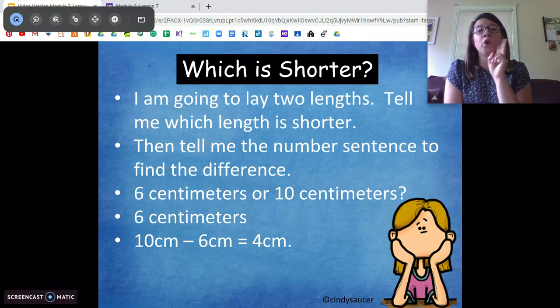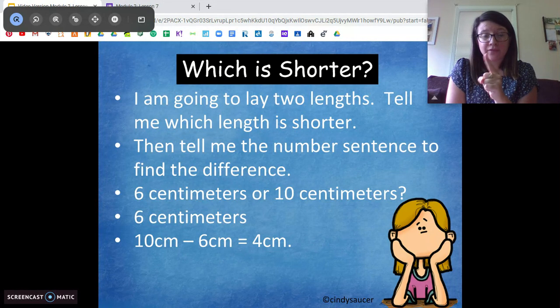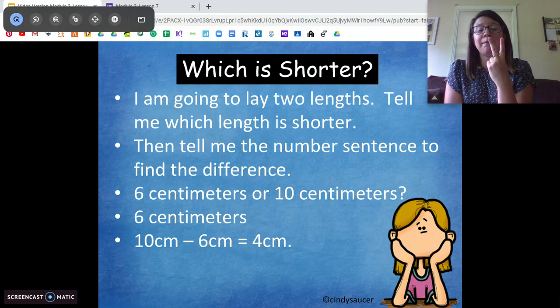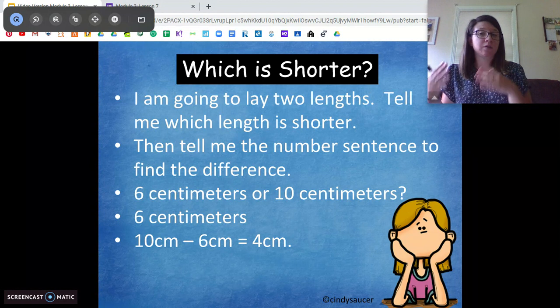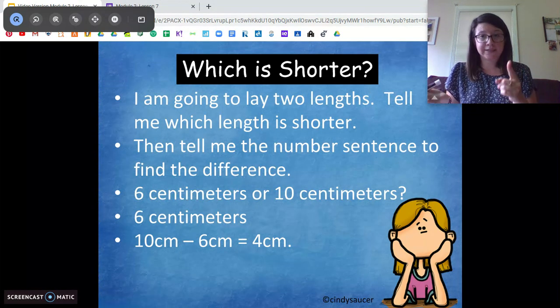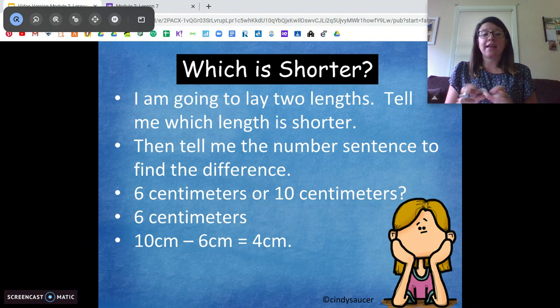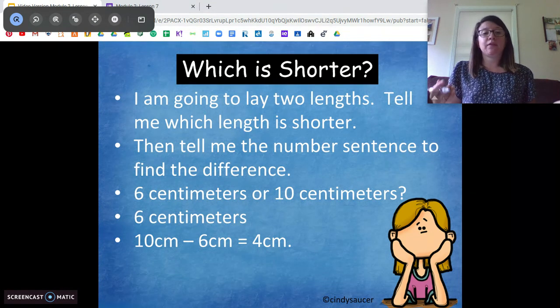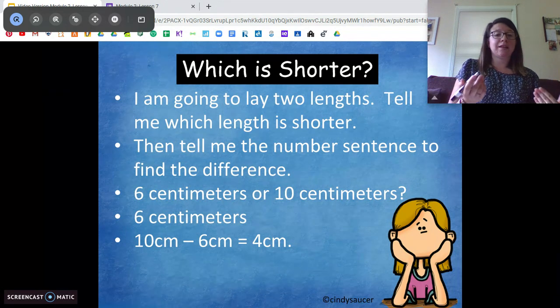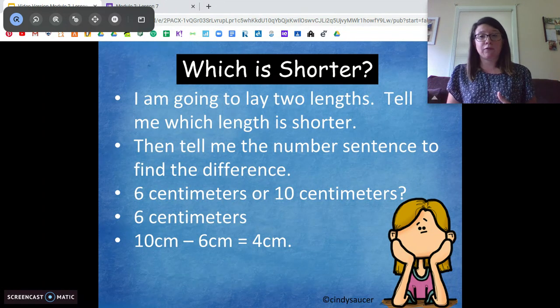So I'm going to give you 2 lengths. What I need you to do is tell me which one is shorter. That's step 1. Step 2, you're going to take your paper and write me a subtraction number sentence to find the difference between the 2 lengths. For example, 6 centimeters and 10 centimeters. Which one's shorter? 6 centimeters. Good. That's step 1. Then you're going to write a subtraction sentence to tell me how much shorter. So this one would be 10 centimeters minus 6 centimeters equals 4 centimeters. You're going to do that for each one.